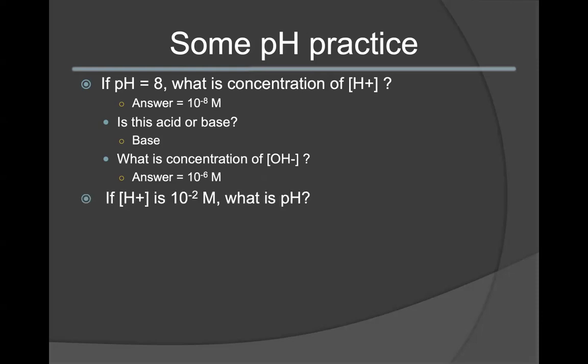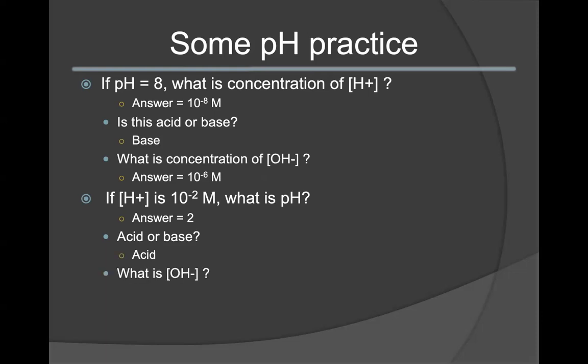Another example: what if I knew my hydrogen ion concentration was 10 to the minus 2? What would be my pH? The answer to this would be 2. Take the negative log, we take that exponent, bring it down, and turn it positive. If my pH is 2, is this considered to be an acid or a base? If the pH is less than 7, this would be considered an acid.